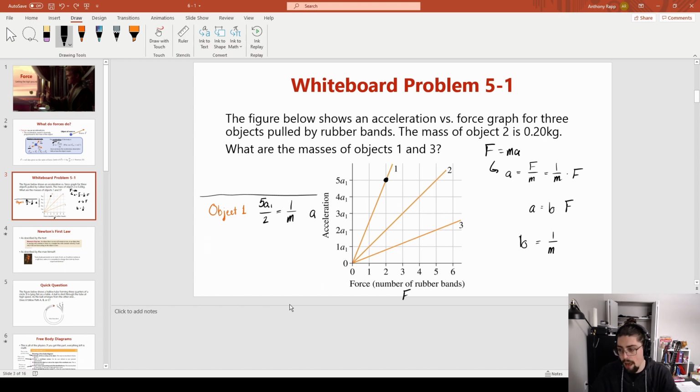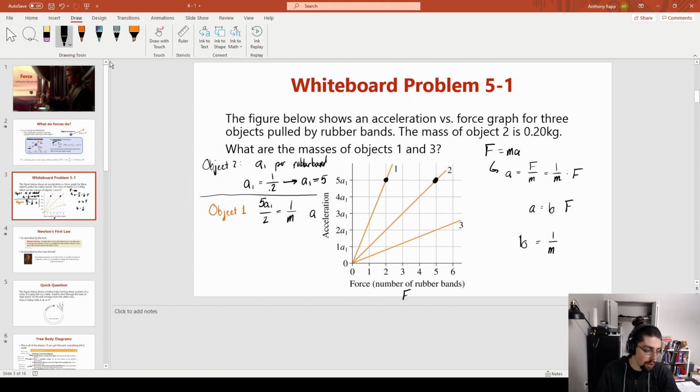So I look at path 2, and my slope for object 2, this one in black, is essentially 1 rubber band, or 1 A1 per rubber band. That is to say, if I'm expecting my slope to be A1, then that should equal 1 over the mass that I'm given, 1 over 0.2. A1 is equal to 5.